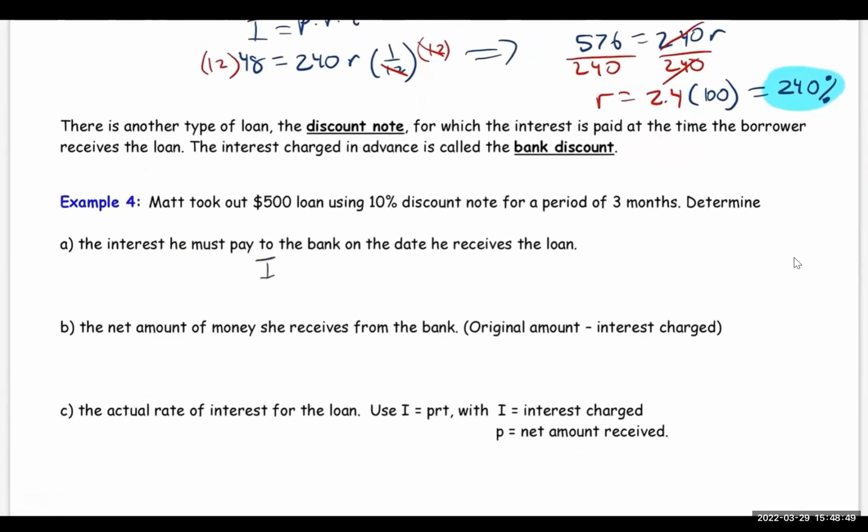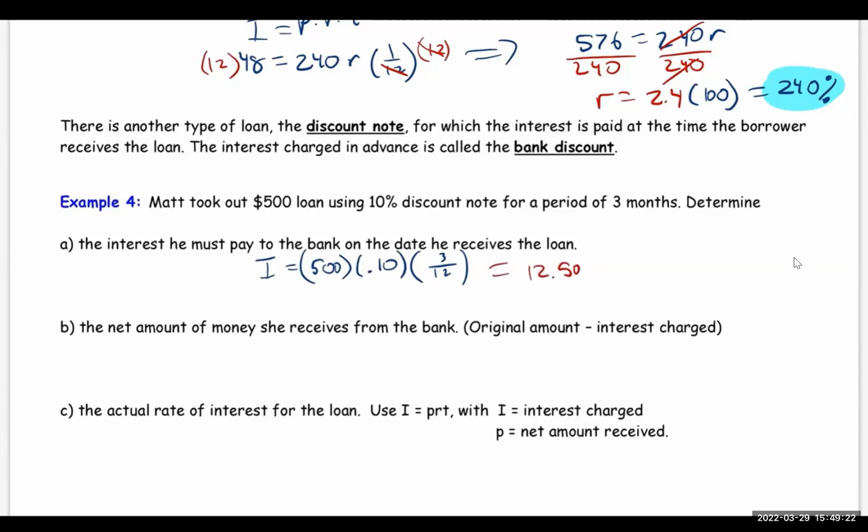So let's first find the interest. Principal, interest rate, 3 months would be 3 out of 12. I would multiply by the reciprocal. Oh, I'm sorry, never mind. I would just go ahead and use my calculator, 3 out of 12. So if you multiply that through, you should get 500 times 0.1 times 3 divided by 12 is $12.50.